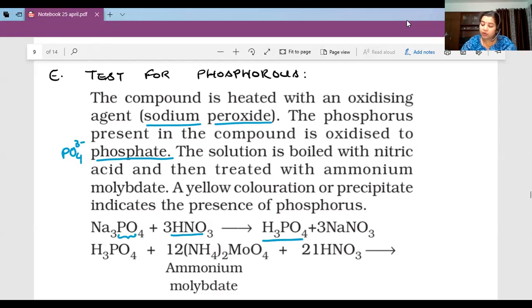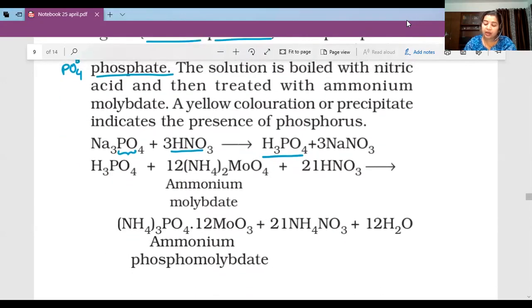Now, after doing this whole thing, we are adding ammonium molybdate. You have to remember the formula, (NH4)2MoO4. We add ammonium molybdate to this solution. We already had HNO3 in the medium. We added ammonium molybdate. Okay, phosphate was there.